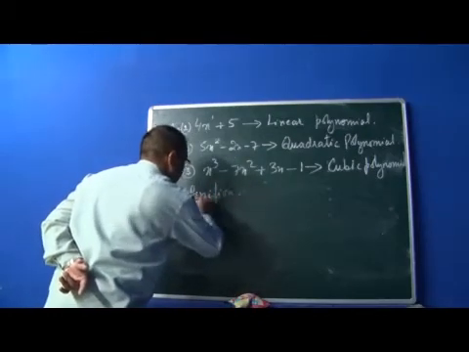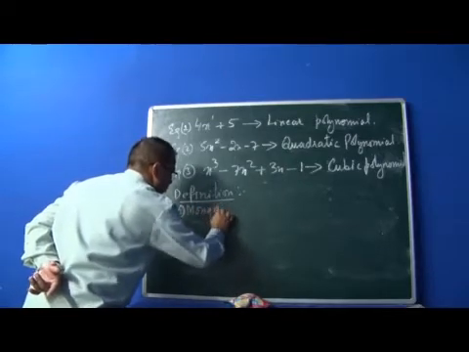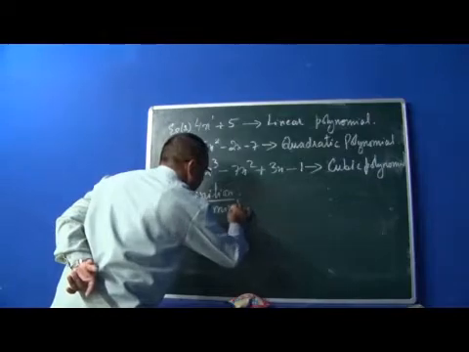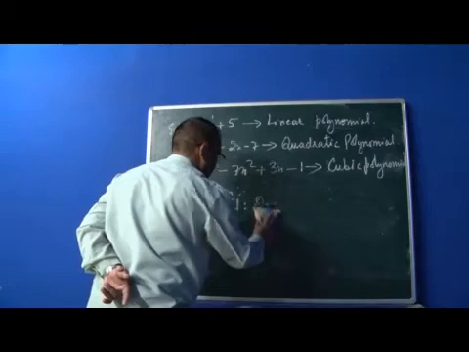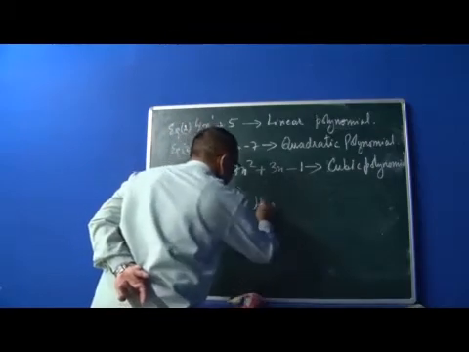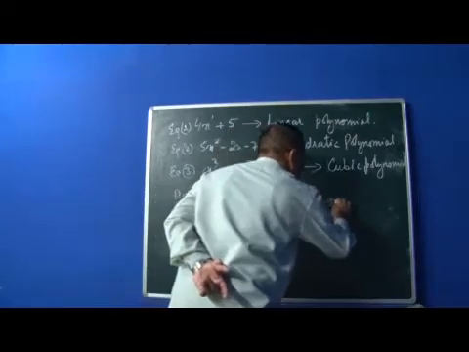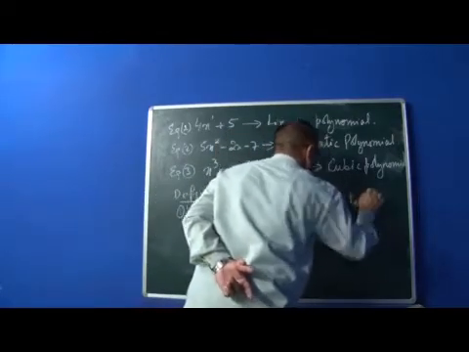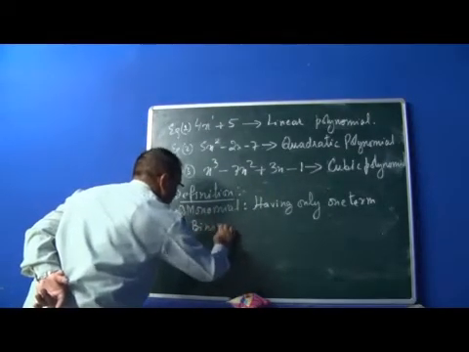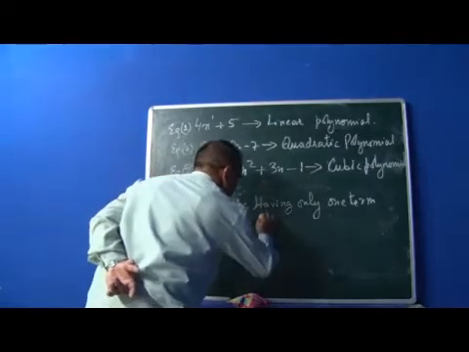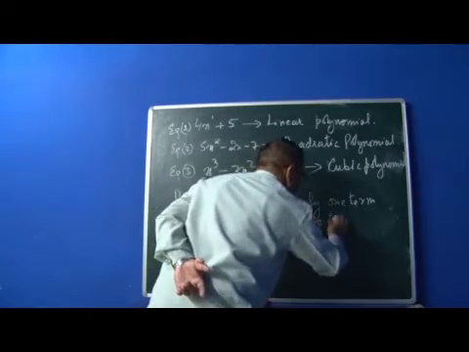This is another example about definitions. Number 1, monomial, which means having only one term. Then number 2, binomial, which is having 2 terms.